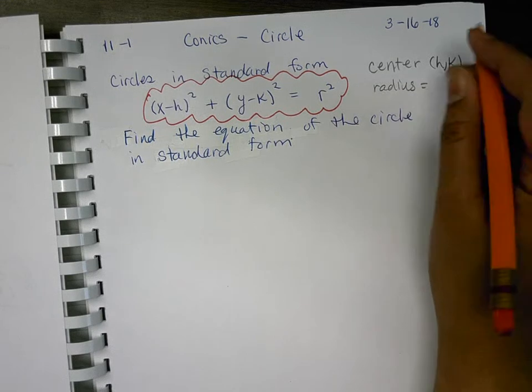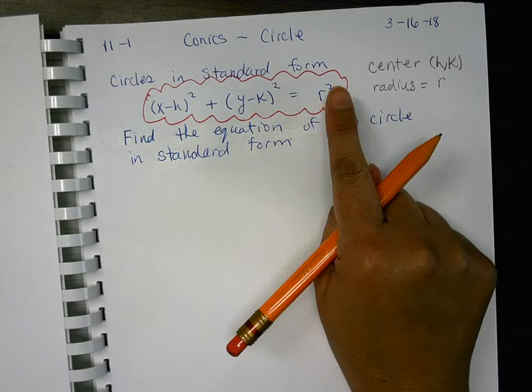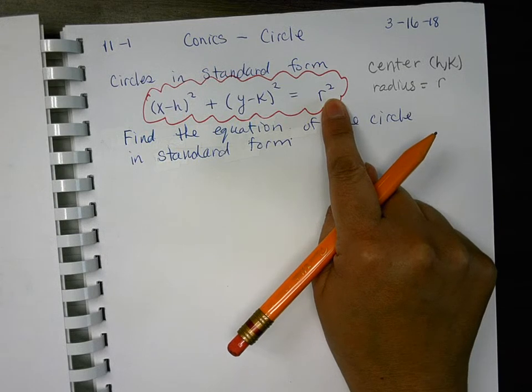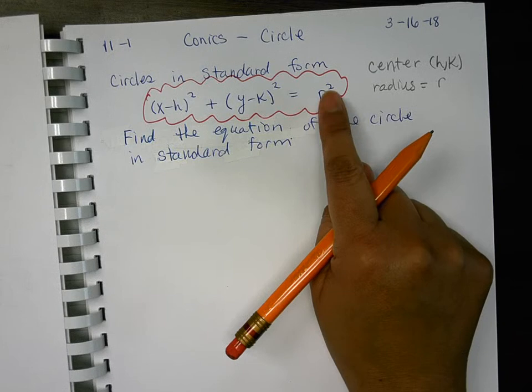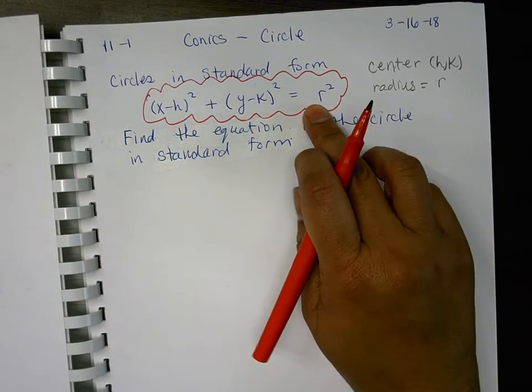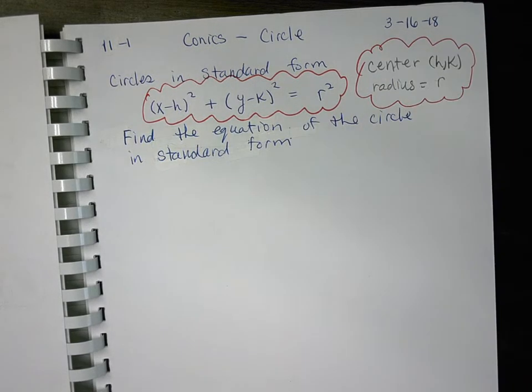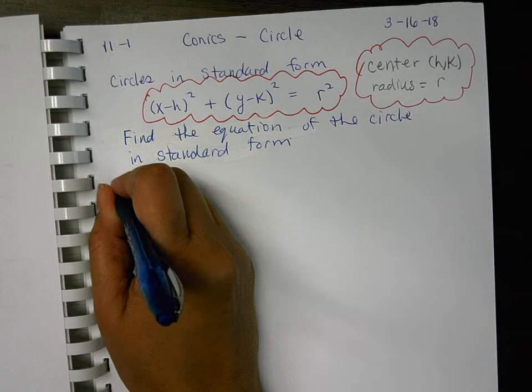All right, radius. What's the radius going to be? R. R is correct. Notice this is R squared. So if this number here was 36, what would your radius be? 6. If this number was 5, what would your radius be? Root 5. Make sense? It's the square root of whatever this is that gives you your radius. So if this number was 7, what would your radius be? Root 7.